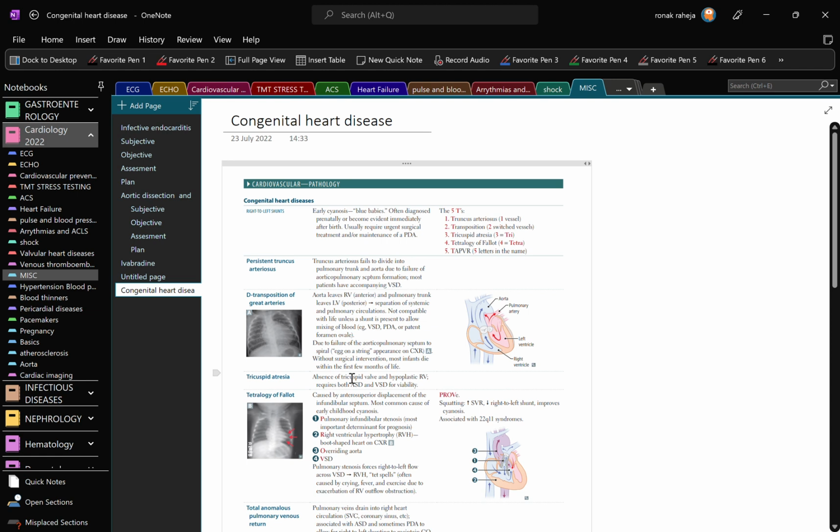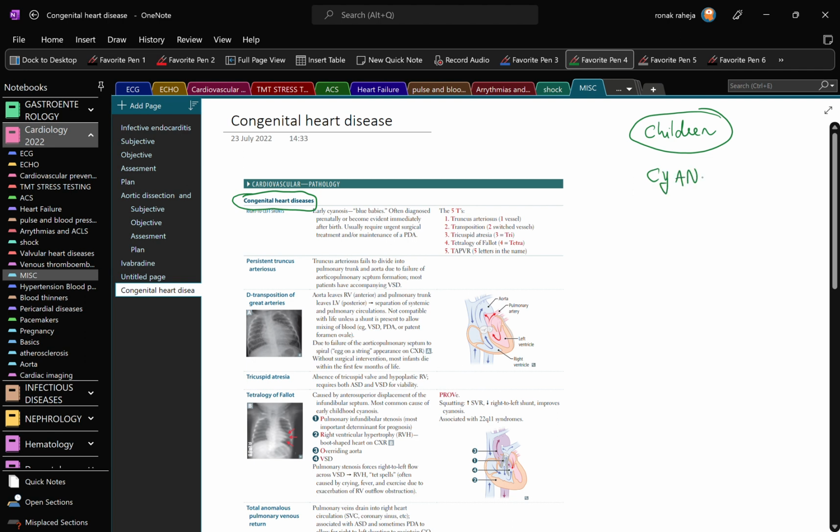Okay guys, I'm going to try to cover this really quickly. This is congenital heart diseases. Now the thing about congenital heart diseases, you'll see it in children, and they can be cyanotic and the children will be blue and they'll be dyspneic, and they'll have a lot of issues.